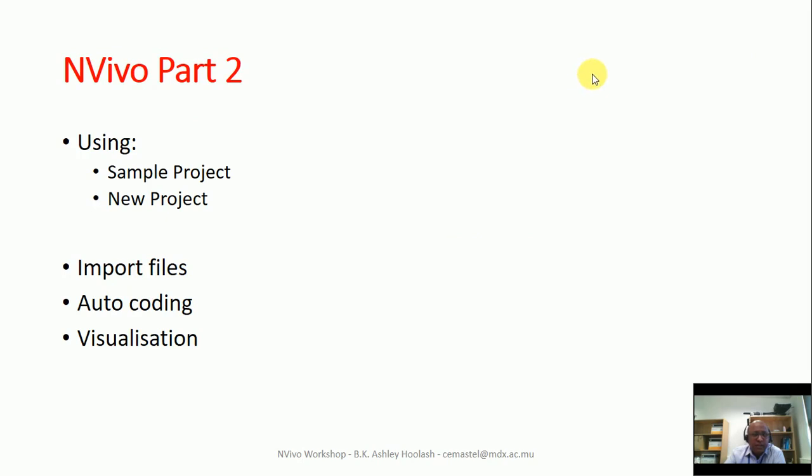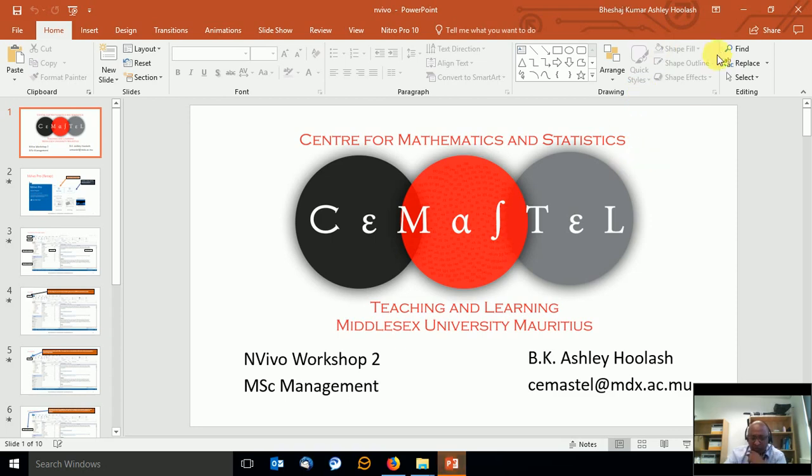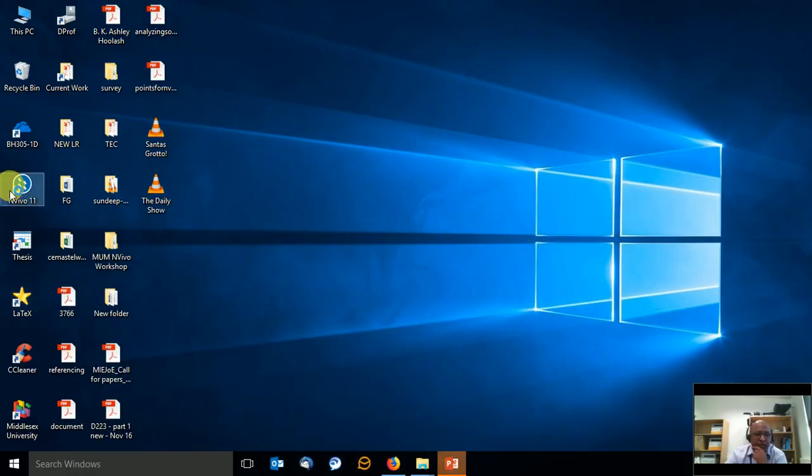The next slide, I think, will give you an idea. So I'll discuss a little bit on the sample project and the new project buttons, and then I'll talk about importing files, auto coding, and query, and then visualization of your basic analysis based on auto coding. Right. So if we start off with NVivo, let's start this here.